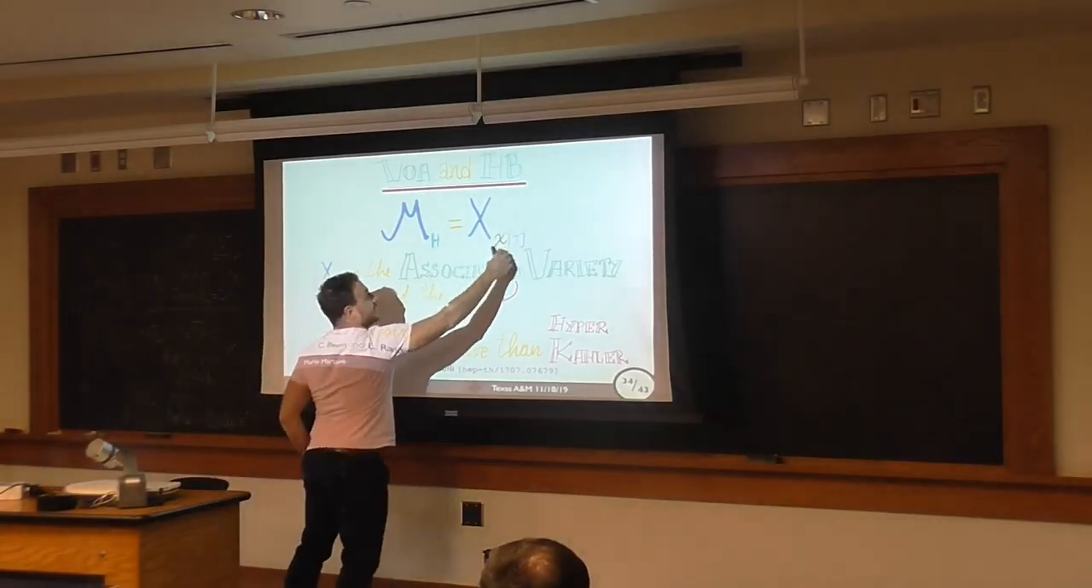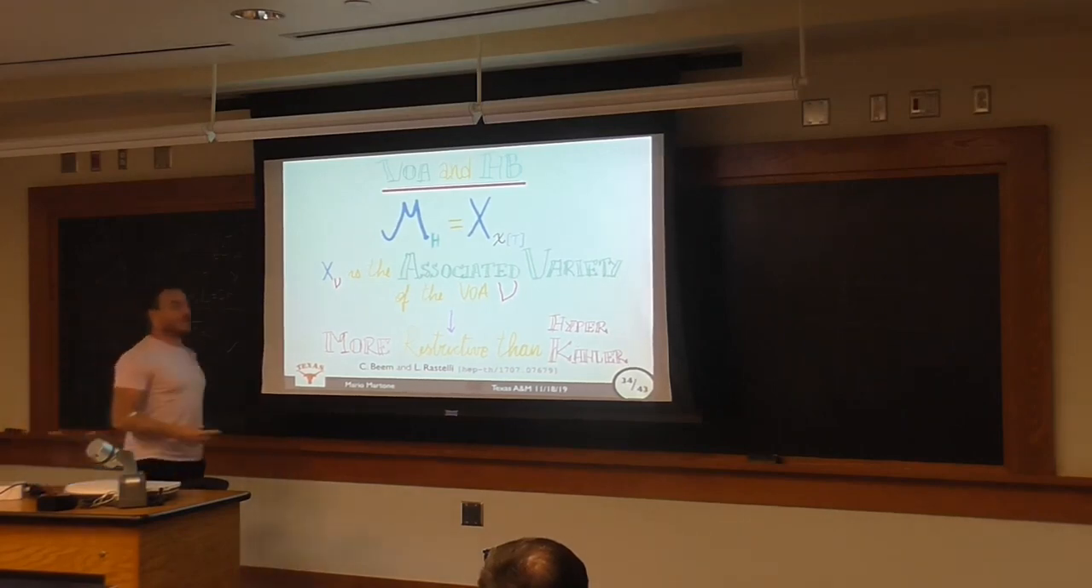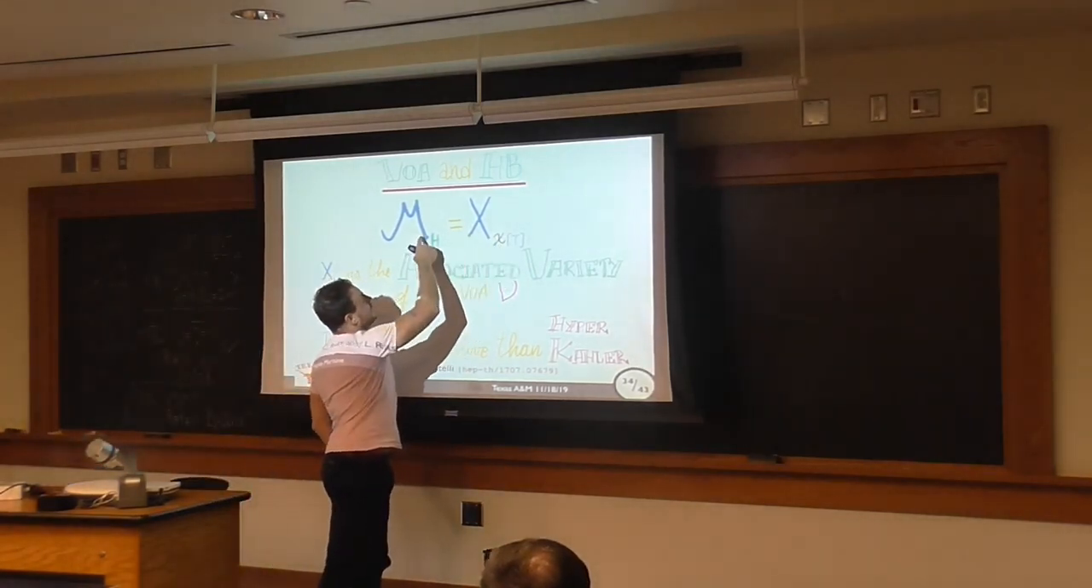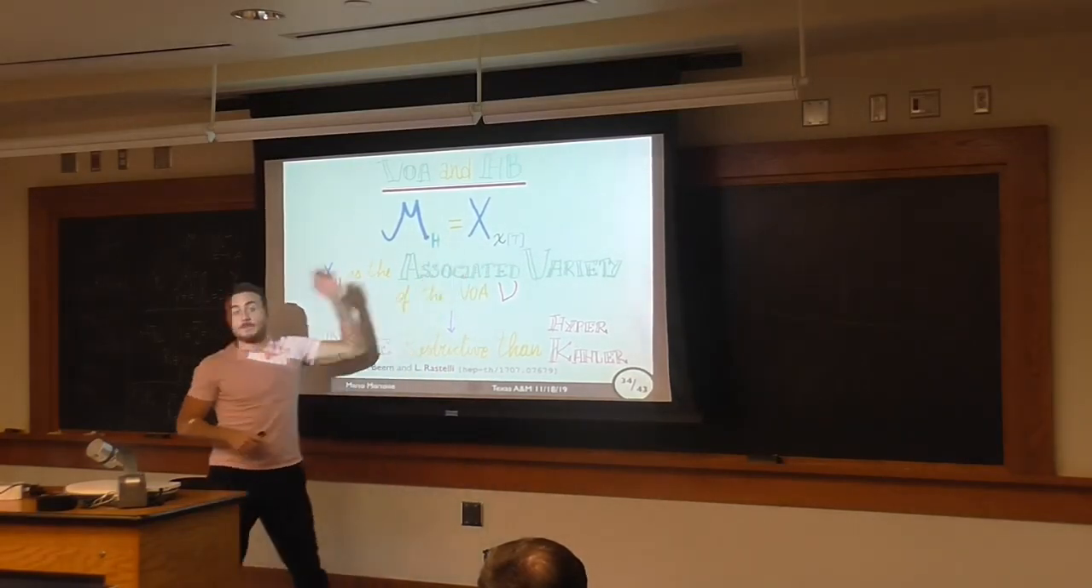Remember chi of t, it's the VOA associated with your four-dimensional theory. So you give me your VOA of the four-dimensional theory and then spit out the Higgs branch of the four-dimensional theory. So by this map.